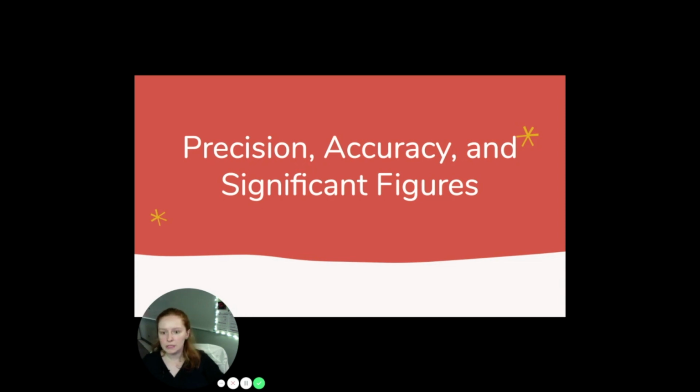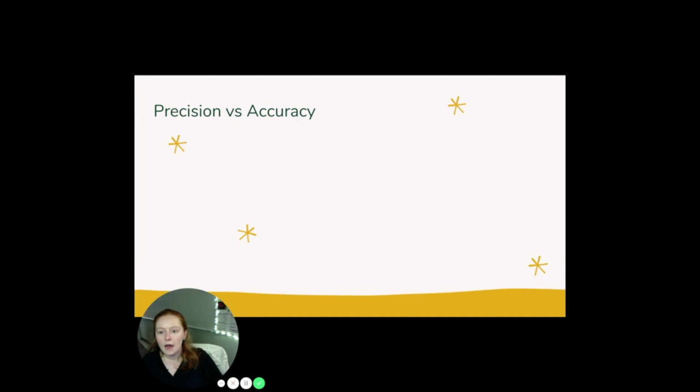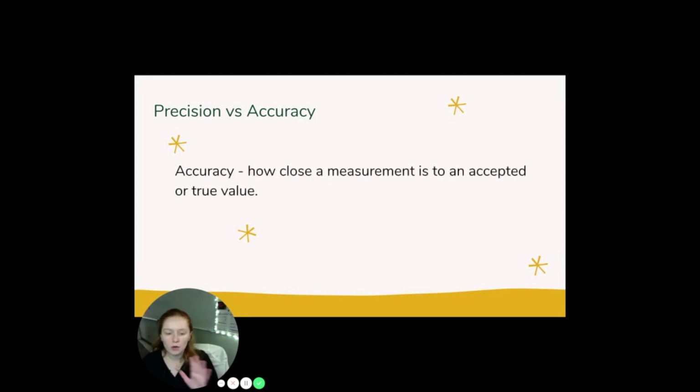All right, let's talk about precision, accuracy, and the concept of significant figures. So first, precision versus accuracy. Accuracy is how close a measurement is to the true value, the actual truth. So for example, if we know that something is actually going to have a mass of a certain amount, your accuracy is how close you get to that measurement.